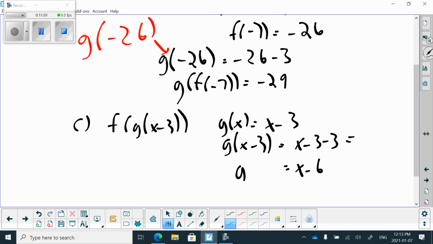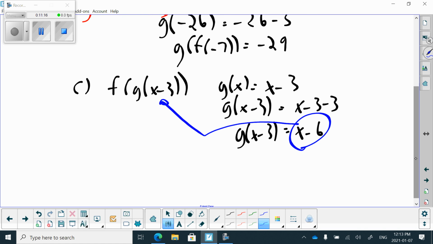Absolutely. So g of x minus 3 is equal to x minus 6. Then we take that and we put it in right there, because we know that g of x is equal to x minus 3. So in our next step, f of x minus 3 is what we're going to put into the f equation.